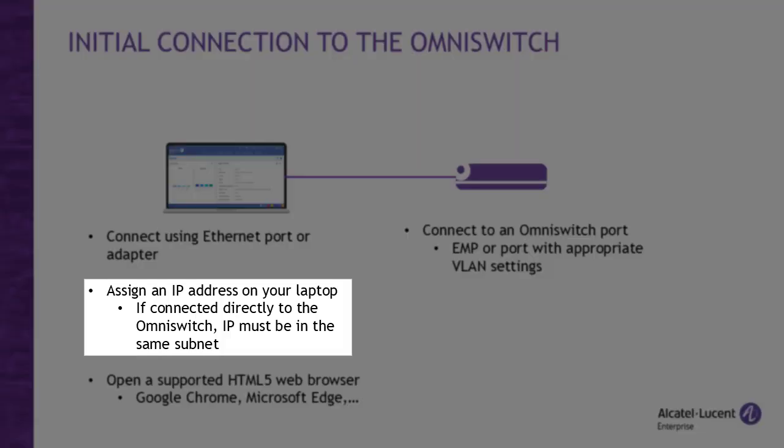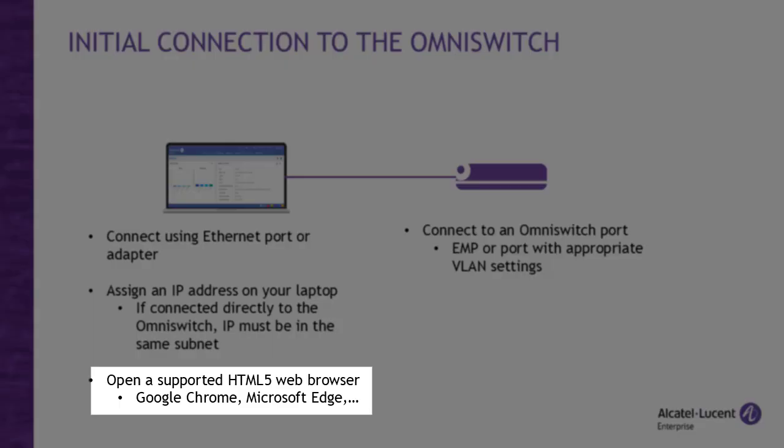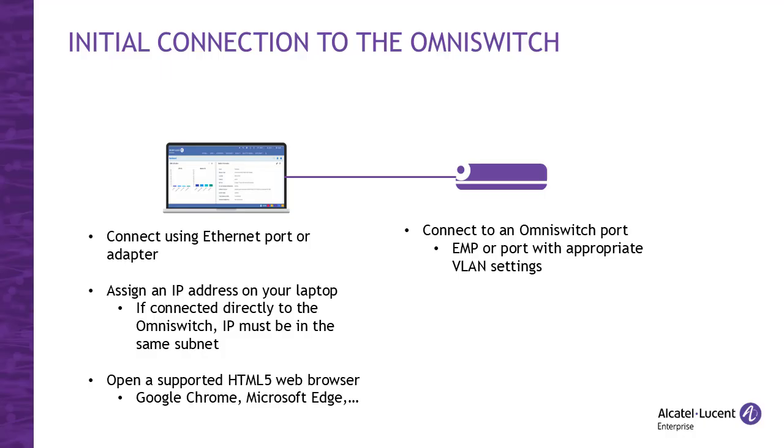Keep in mind that if the connection is done directly to the switch or through a Layer 2 device, then this IP address must be in the same subnet as the IP address configured on the switch. Open a supported HTML5 web browser such as Google Chrome or Microsoft Edge. Now you can start configuring the OmniSwitch using WebView. The next videos will provide more details about this configuration.